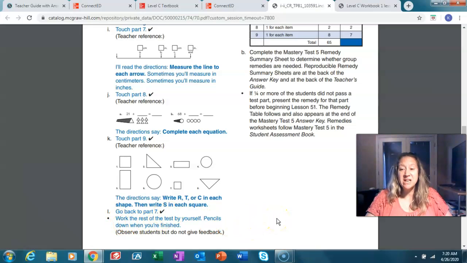And when finished, pretty please, if possible, take a picture of your completed test and email it to me. And then that way I can look at it, I can give you some feedback, and I can offer remedies or reteaching if there's parts that were difficult for you.